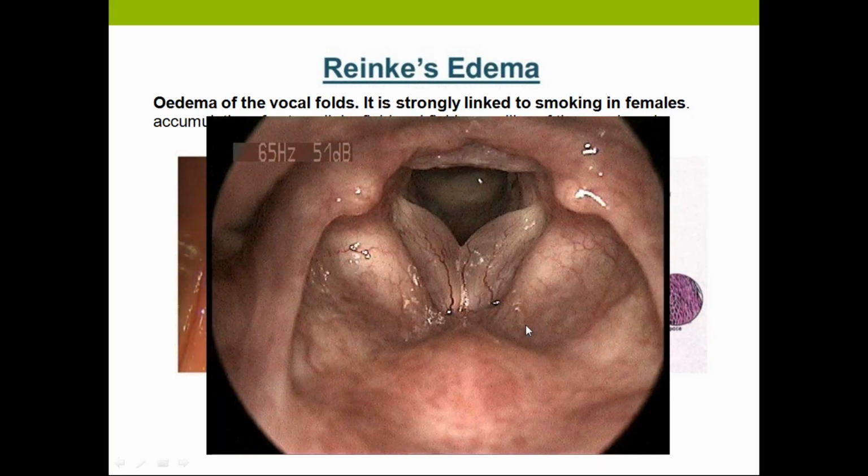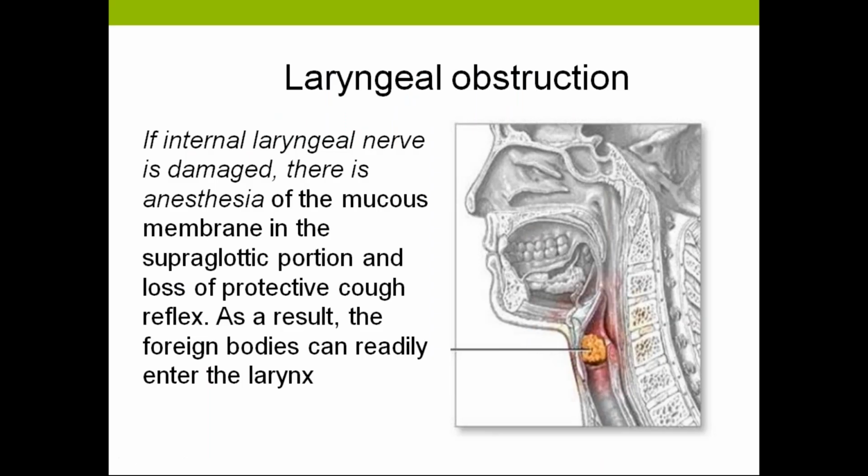And the next important applied aspect is laryngeal obstruction. You know above the vocal fold, the sensory supply of the larynx is by the internal laryngeal nerve. If the internal laryngeal nerve is damaged, what happens? There will be anesthesia over the supraglottic portion. This results in loss of the protective cough reflex. What happens?